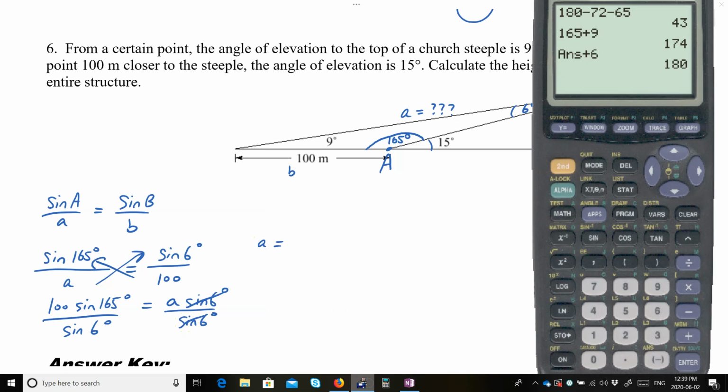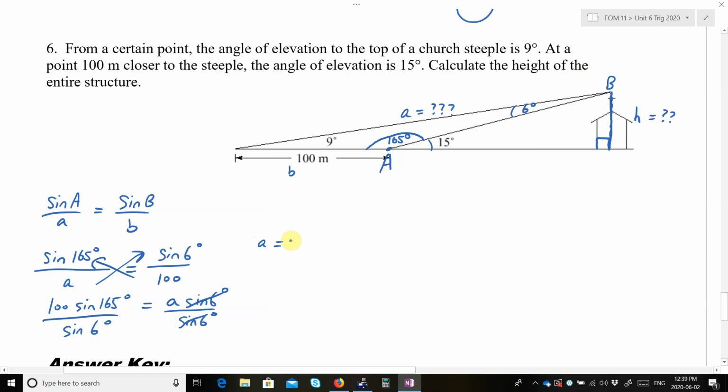Okay, so A is equal to 100 sine 165, and then divided by sine 6, and we get 247.6. That's going to be meters. So this is 247.6 meters, and then I'm going to use this whole big 90-degree triangle with the 9-degree angle. You kind of forget about the stuff in the middle.